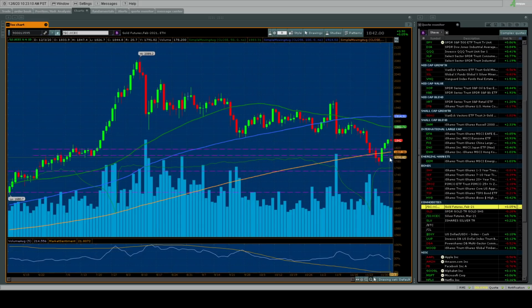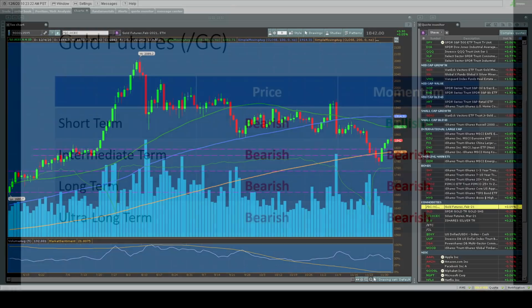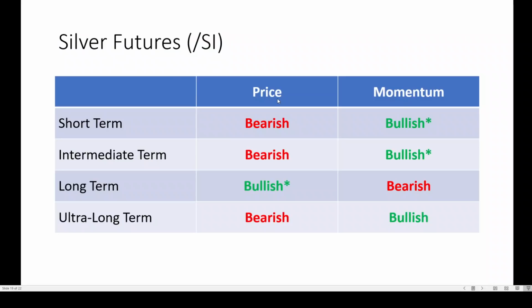The question is, is this going to be a bottom for gold and new all-time highs? I know many of you are shaking your head yes, or just roll over and head lower. Again, the dollar says gold should be a lot higher. How about silver? A little bit better picture on silver. We have some bullish momentum triggers on the short and intermediate term, long-term flipped on price to bullish.